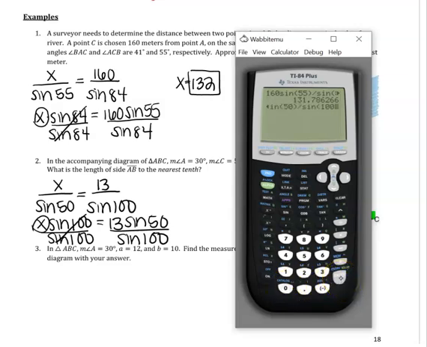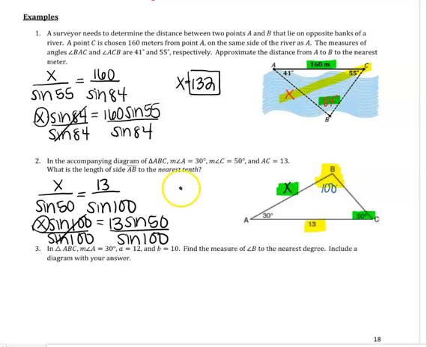So I'm doing 13 sine of 50 divided by the sine of 100, and to the nearest tenth, you should get 10.1.